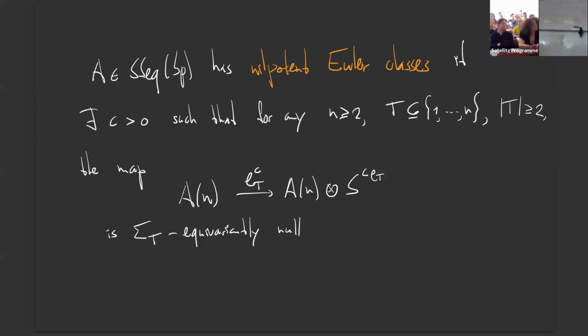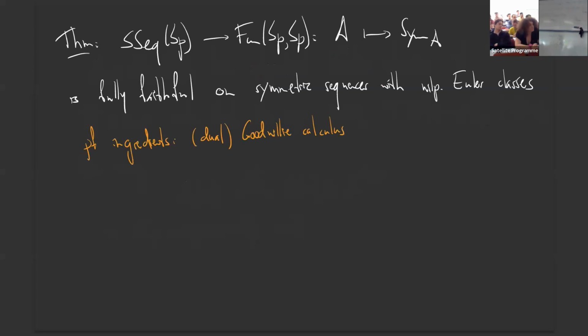This is the thing that allows you to prove this theorem, and it allows you to carry out the argument that I sketched. So if you look at symmetric sequences with nilpotent Euler classes, then this functor is fully faithful. The ingredients for this proof, as I already outlined in words, are Goodwillie calculus and dual Goodwillie calculus.